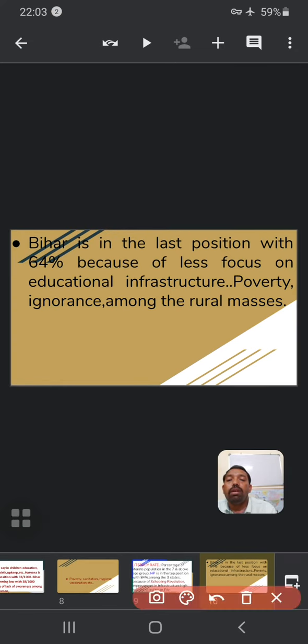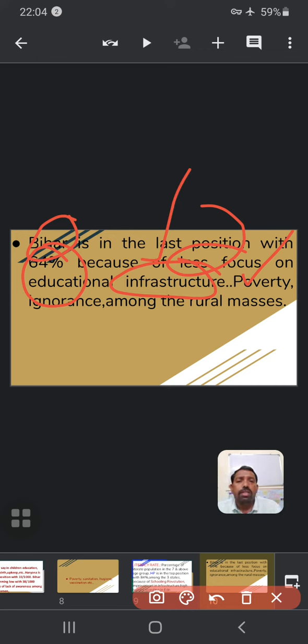Again, we know that Bihar is the least performer, with only 64% of the population educated. So why is that a problem? Because of poverty, there is less focus on education infrastructure. It means if the teacher is available, the building is not available; if the building is available, the teacher is not. If both are available, toilets are not available. Other infrastructure like tables, benches, etc. is also lacking.